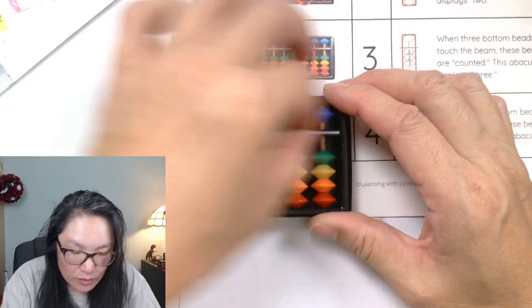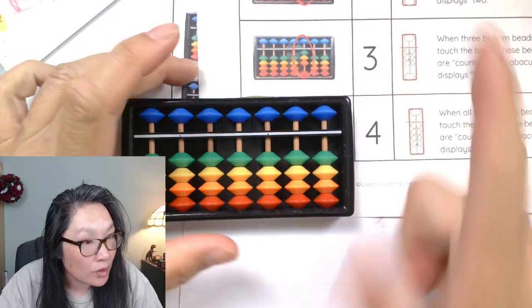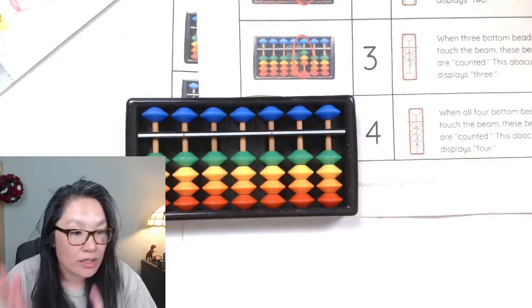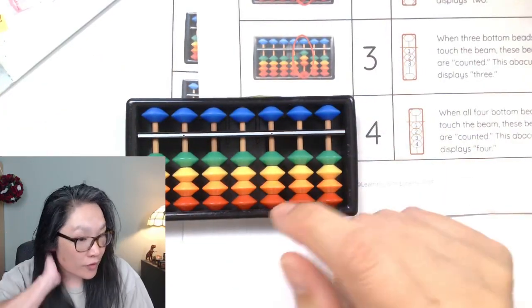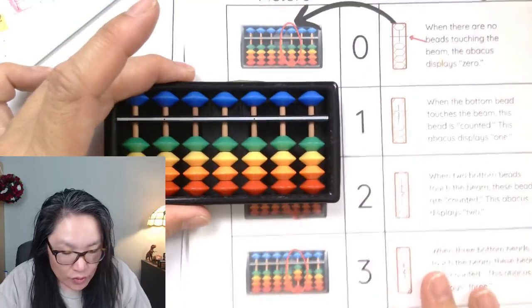What we're doing right now is we're learning how to read the abacus. When we learn how to read the abacus, then we can start into adding, subtraction, multiplication, and division. So the first thing we're going to do is understand how to read the abacus.